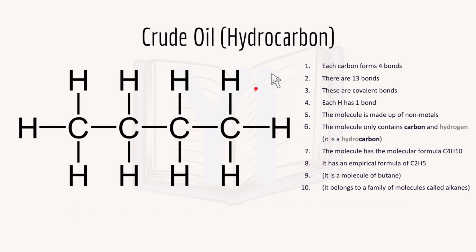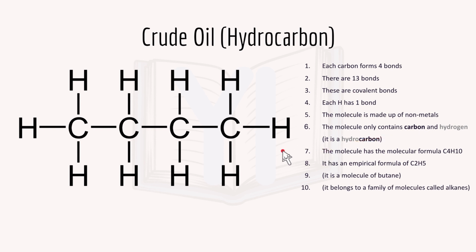And then we have hydrocarbon. So here are some facts. Here's a hydrocarbon. Each carbon forms 4 bonds, and there are 13 bonds here. And these are all covalent bonds because it's C and H, and each H has 1 bond. The molecule is made out of non-metals, that's why it's a covalent bond. And the molecule only contains carbon and hydrogen because it's a hydrocarbon.